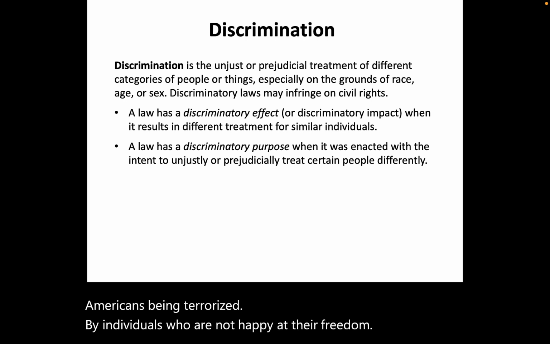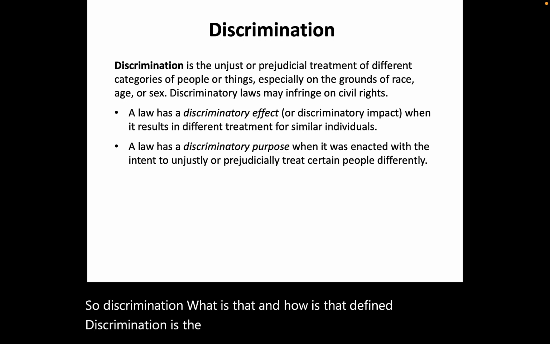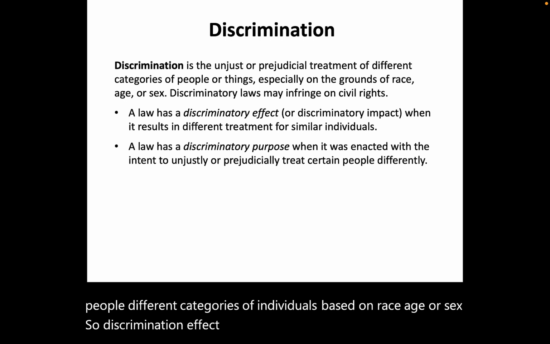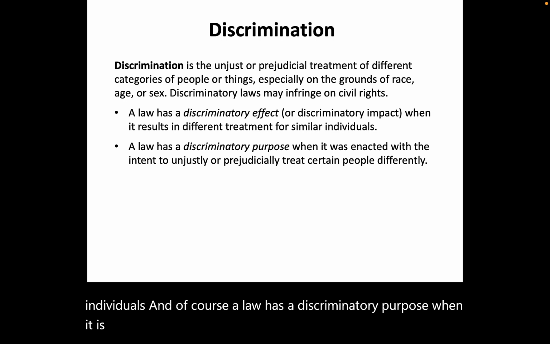So discrimination, what is that and how is it defined? Discrimination is the unjust or prejudicial treatment of different categories of individuals based on race, age, or sex. Discrimination in effect results in different treatment of similar individuals. And of course, a law has a discriminatory purpose when it is enacted with the intent of unjustifiably treating people differently.